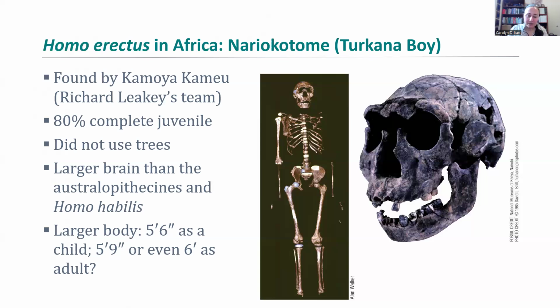Interestingly, about Turkana Boy is that there's no evidence that it's climbing trees. It doesn't have those curved phalanges. And the body suggests that it would have actually approached a modern average height in adulthood. So Turkana Boy would have been about 5'6" and could have grown to about 5'9" or even 6 feet tall as an adult. So that's a full body size. That's a full modern body.